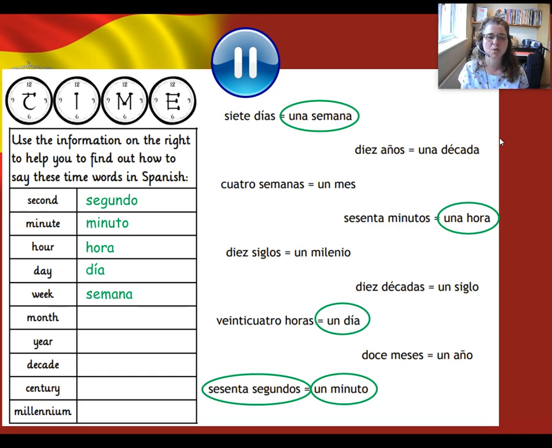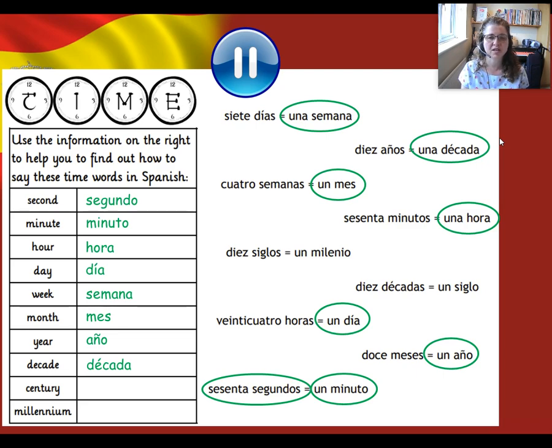Now, what about the word for a month? Month is mes. And the word for a year? You've seen this one before. A year is año, año, because it says there 12 meses son un año. 12 months make 1 year. And what about the word for a decade? Do you think you found the word for a decade? That's right, it's década. It says 10 años son una década. 10 years make 1 decade.